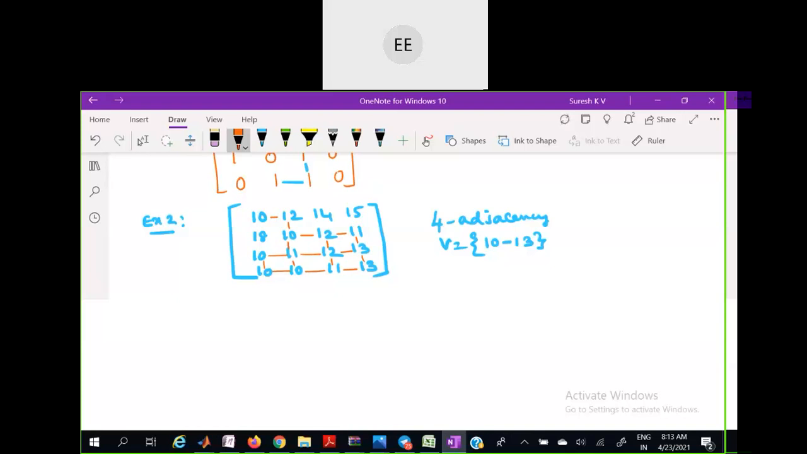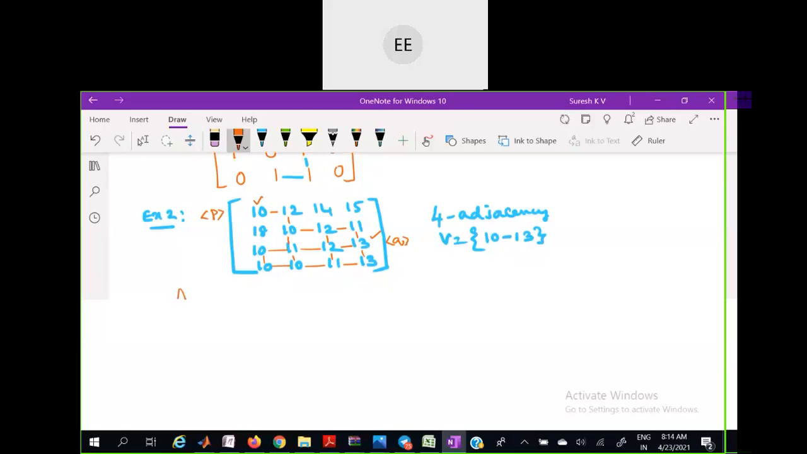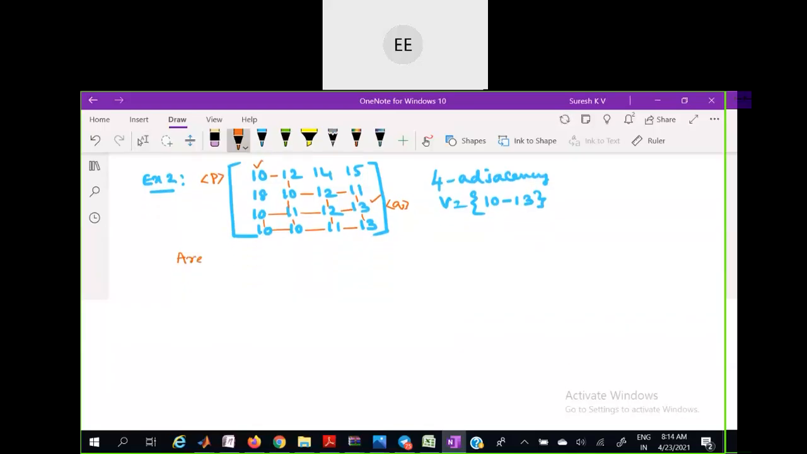The second way of asking the question is the same question. They will just give you P here and Q somewhere here, say. That means this pixel is P, this pixel is Q. The question will be like this: are the pixels P and Q 4 adjacent? This is the question. And the question continues, if yes, what is the length of the path? Length of path. This is what they will give you.